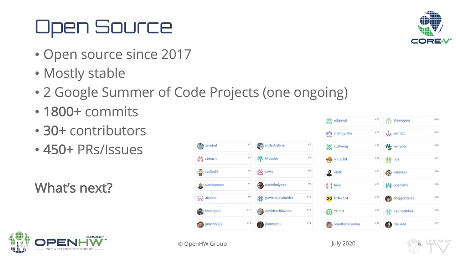The core has been open sourced in 2017 under the Solderpad hardware license. The core development in the beginning was quite in flux, but has mostly stabilized in the last year. There have been 2 Google Summer of Code projects, one of which is ongoing. In total, over 1,800 commits from over 30 contributors, and a total of 450 pull requests and issues answered and merged. So you could ask what's next, and the exciting story begins. Unfortunately, at ETH we have limited resources to support all the users we want to support, and we can't provide the industry level verification and support as we would like to do.